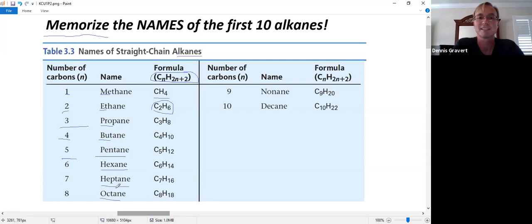An octopus has 8 arms, so octane's a good name for the molecule with 8 carbons. Nonane sounds like 9. We got nothing for that. Nonane is 9 carbons. Decane, 10 years is a decade. The Dewey Decimal System is a base 10 numbering system. Decade means 10.